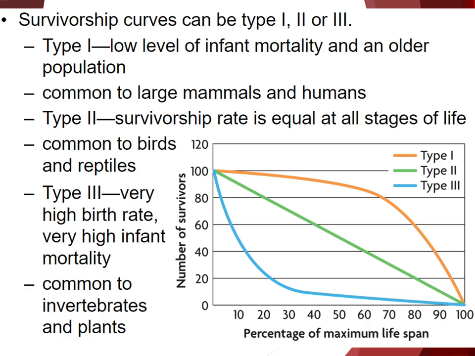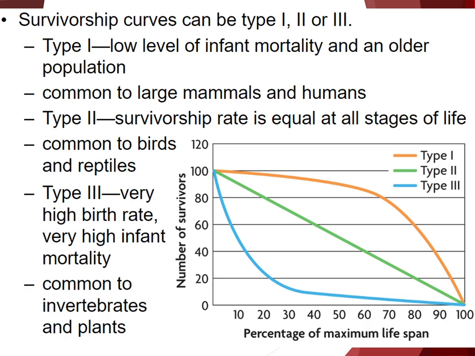Organisms with a type 1 survivorship curve tend to have a long life expectancy and a long juvenile period, meaning the pre-reproductive stage. Organisms with a type 1 survivorship curve tend to produce fewer offspring and provide these offspring with greater parental care. Humans and other large mammals are examples of organisms with a type 1 survivorship curve.